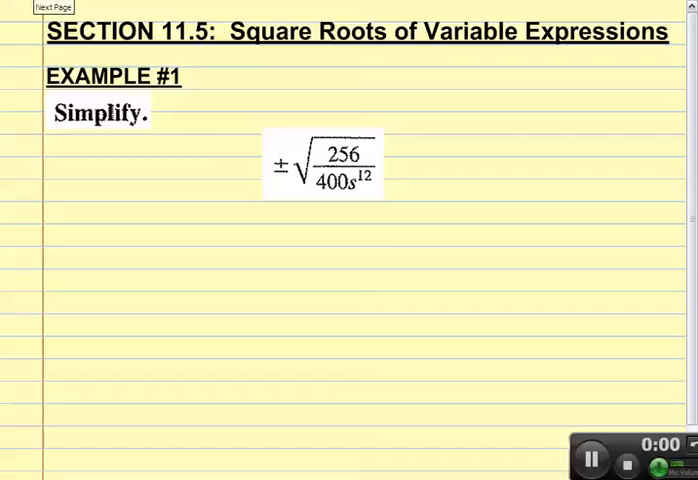Square roots of variable expressions. It's not really that hard. It's not that different, okay? Let's look at example number 1. It says simplify here, okay?